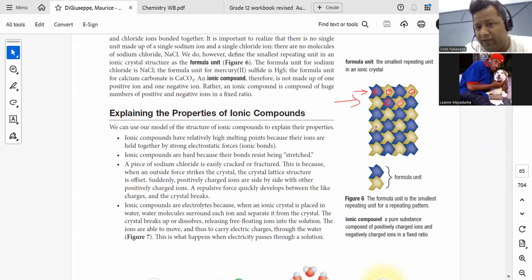Basically, these layers can slide on each other when force is applied. If like charges come in front of each other, they repel and easily break. So when force is applied, the positive ions get pushed closer together, which causes them to repel, and the negative ions repel each other too, causing it to have a brittle consistency.